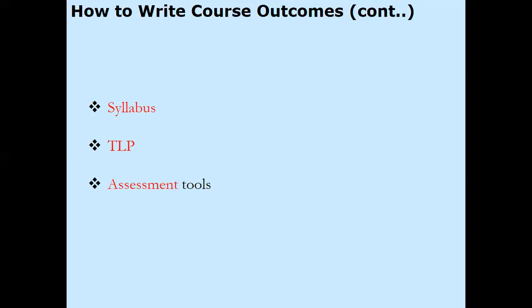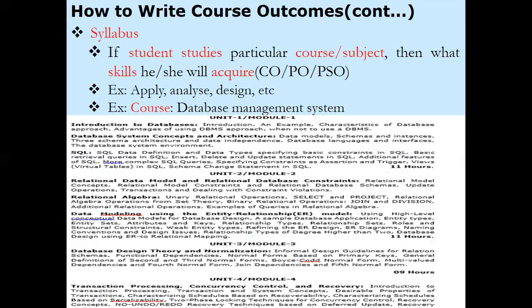Whenever you're writing the course outcomes, you should see the entire syllabus, teaching learning process, and assessment tools. Now, I already told that these 3 parameters we will consider while framing the computer network, you assume like that. Then what skill he acquired?